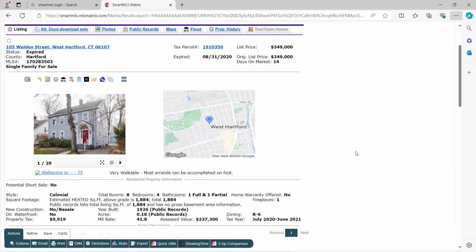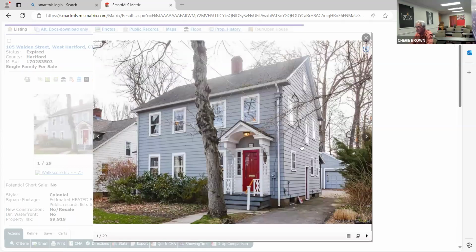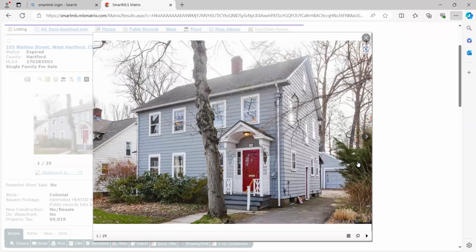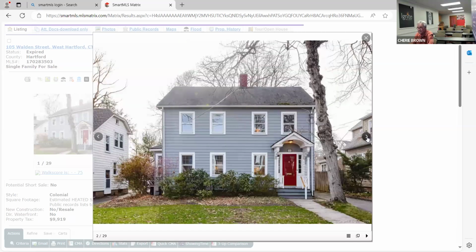Yeah. So let's look at a couple of the pictures so when we start looking at other properties, we can make some comparisons. So we got the front. It's a 1926 colonial, which is like a lot of older homes in West Hartford for sure. And front view.